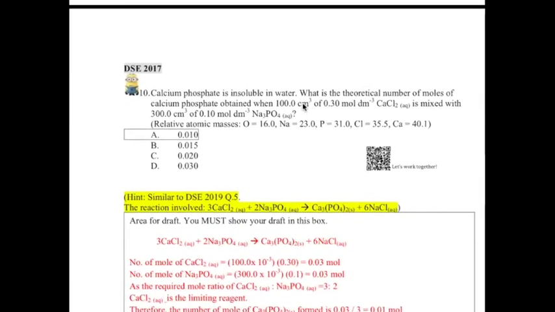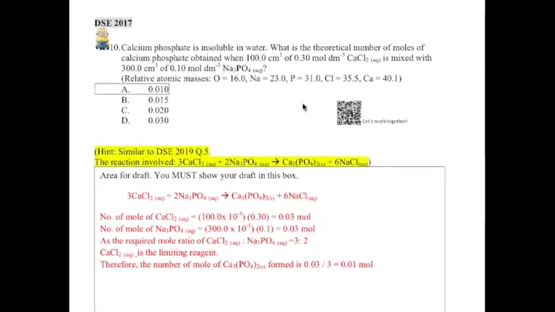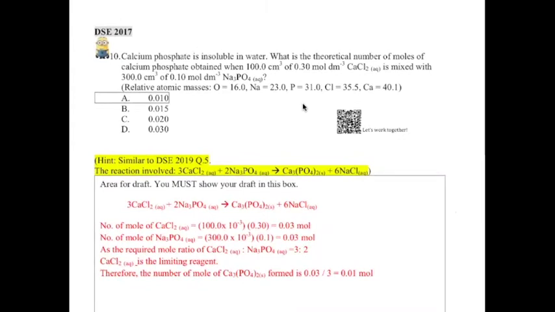The second one, again similar. If you are given a question that involves any chemical reactions, first of all, you need to write out the equation. And again, if you are given the volume and the molarity, you can work out the number of mole. And then you will find out the limiting reagent. So for this one, it's calcium chloride, because it's 3 to 2. So sodium phosphate is in excess.